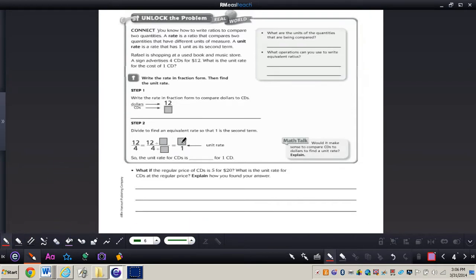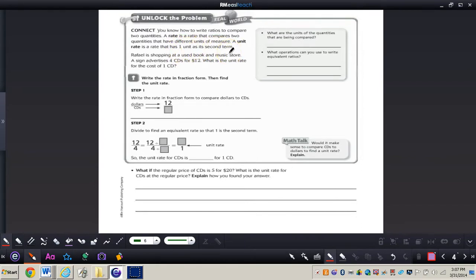Now, a couple things that we need to understand is we know how to write ratios to compare two quantities. Now, a rate is a ratio that compares two quantities that have different units of measure. Okay, for example, if we're looking at gallons and money, those are two different units of measure. Okay, miles per gallon. Miles and gallons are two different units of measure. Now, a unit rate is a rate that has one unit as its second item.